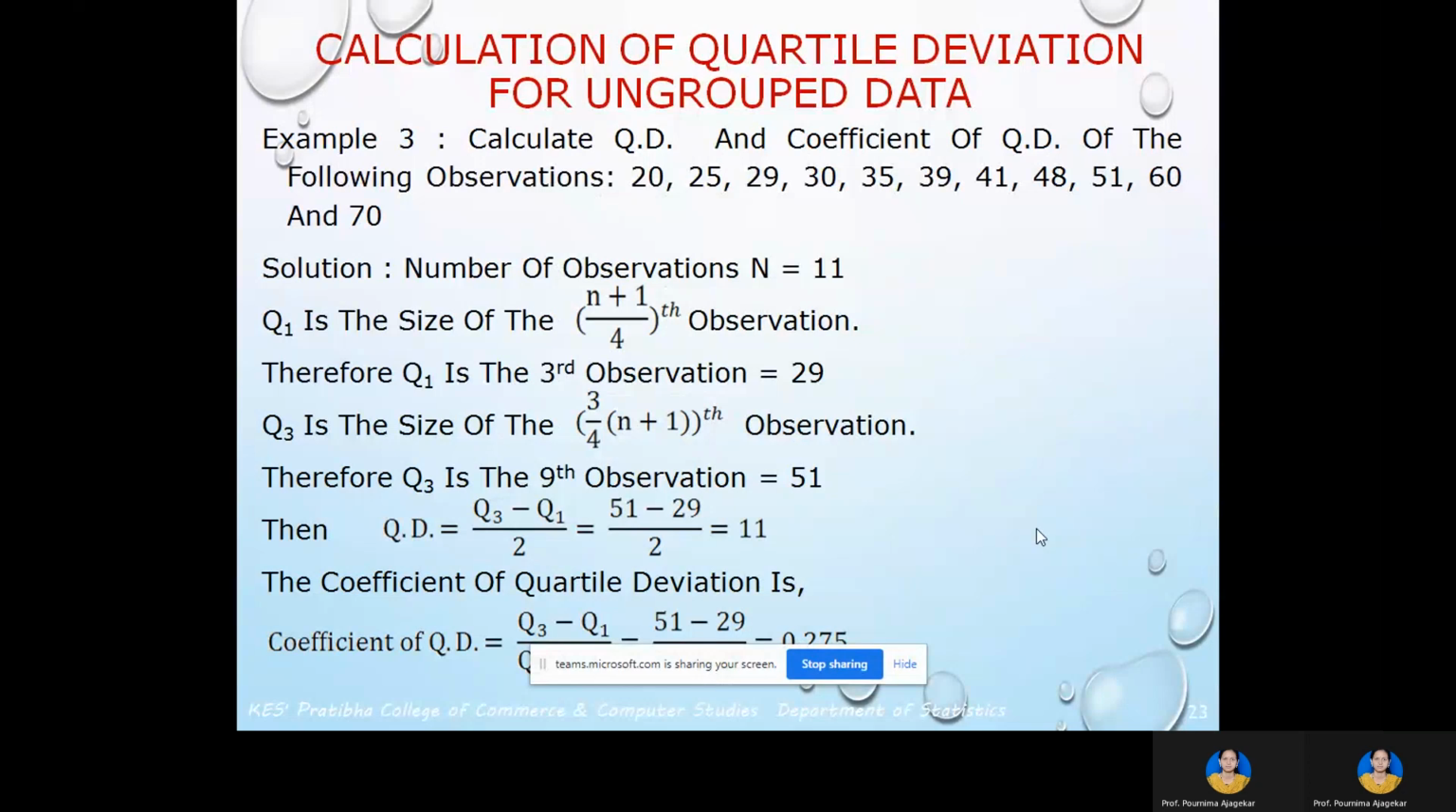Similarly, Q3 is the value of the 3 times (n plus 1) by 4th observation. If we substitute the value of n, that is 11, we get Q3 is the value of the ninth observation, which is equal to 51. And then quartile deviation is Q3 minus Q1 divided by 2, which is equal to 51 minus 29 by 2, that is equal to 11. And then the coefficient of quartile deviation is Q3 minus Q1 divided by Q3 plus Q1, that is equal to 51 minus 29 divided by 51 plus 29. So we get 0.375.